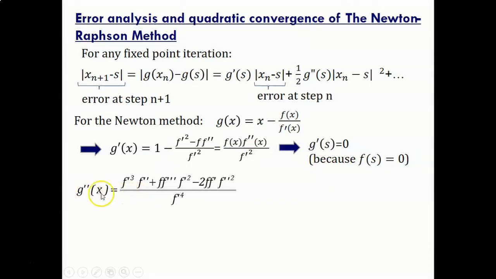Now, if I express the g second, I get this expression, and if I express this expression at the point s, all the terms containing f here, because f of s is 0, will disappear. So these two terms will disappear. So this only term will remain here. And so I will have g second of s is equal to f second of s over f prime of s.